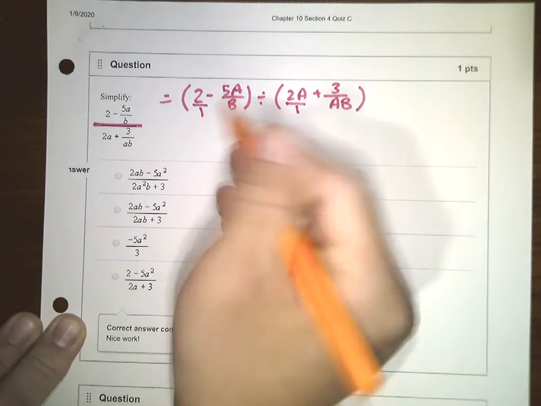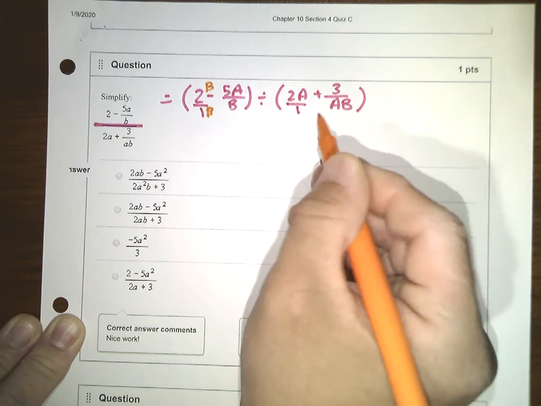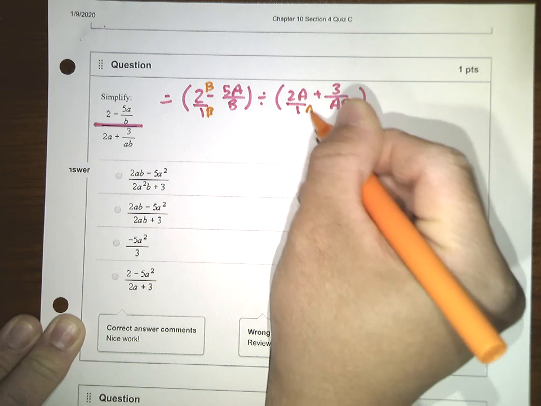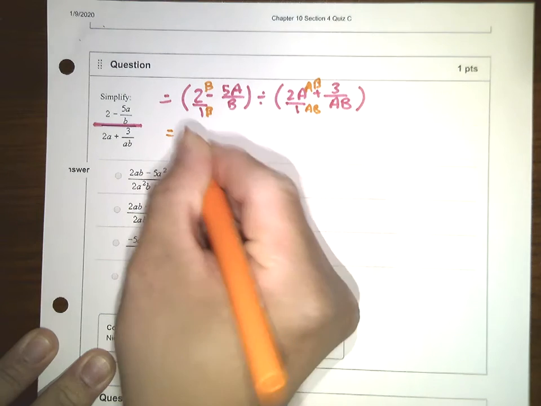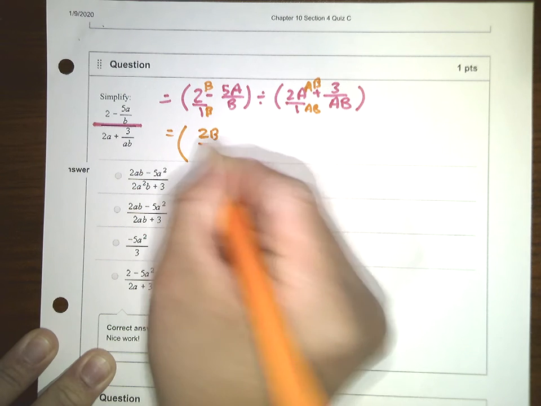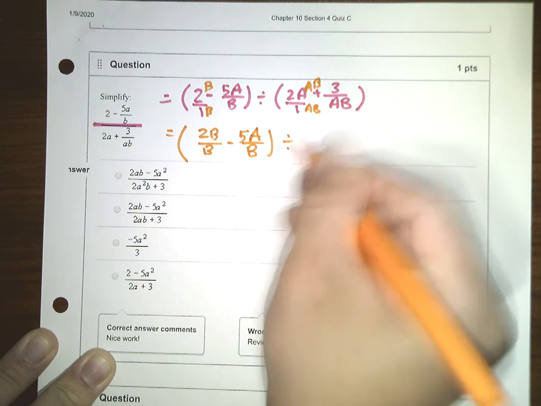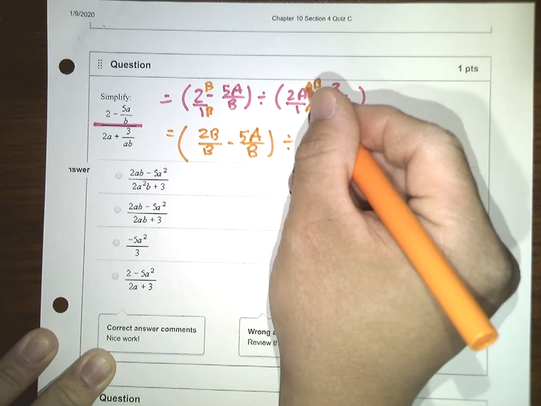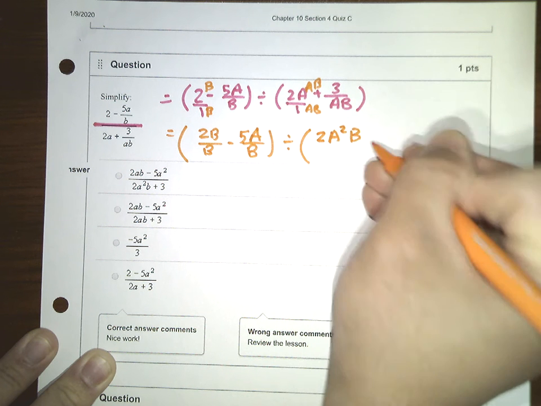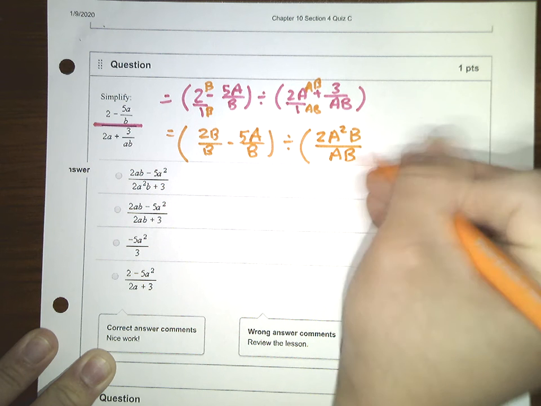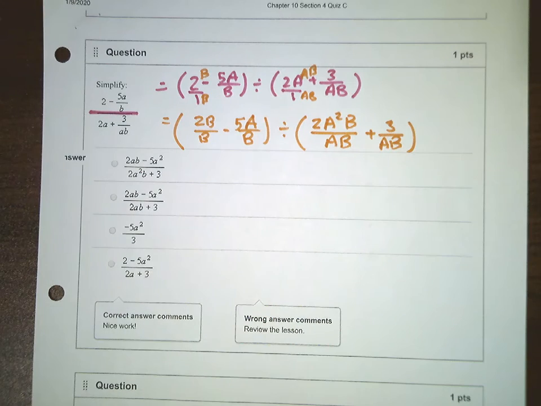So for this set of parentheses, the common denominator is b, so b over b. And over here it's ab, so we need ab and ab. So what I have here now is 2b over b minus 5a over b, divided by, 2 times a times a times b is 2a squared b over ab, plus 3 over ab. Then I will do the subtraction.